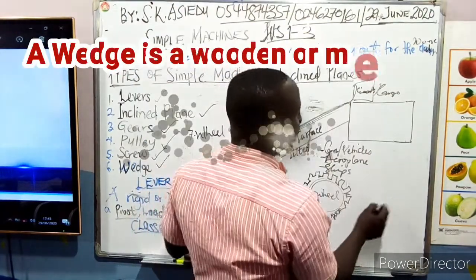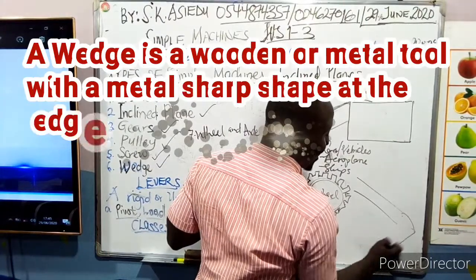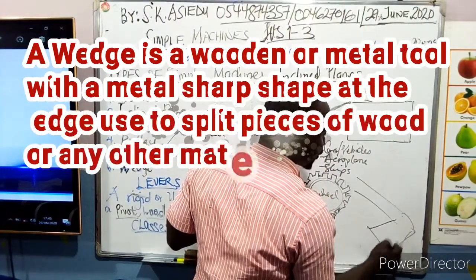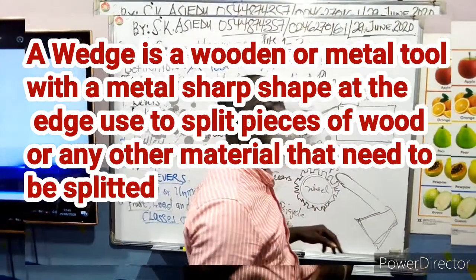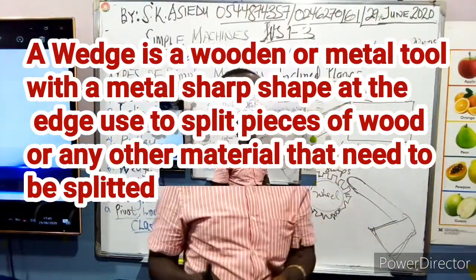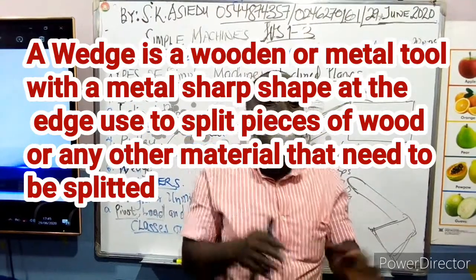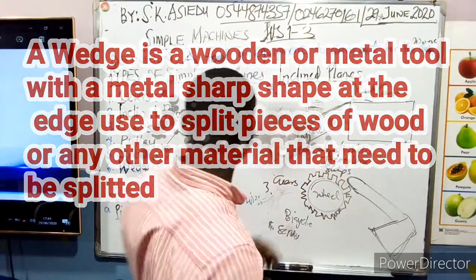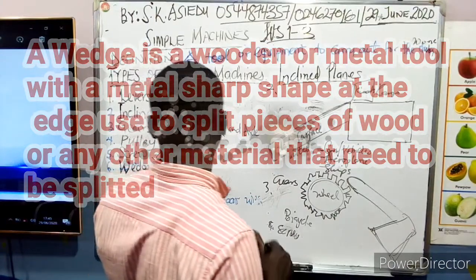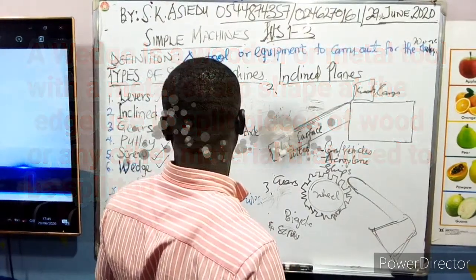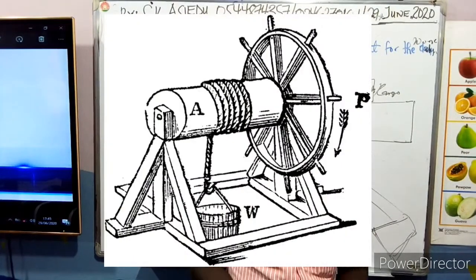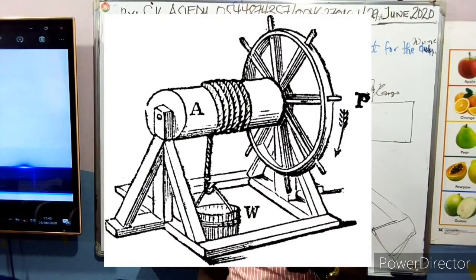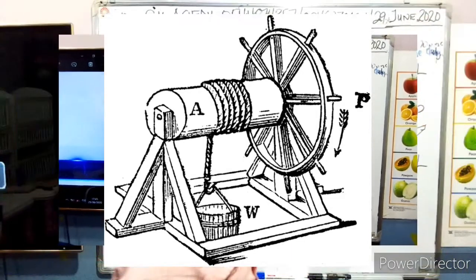A wedge is simply a wooden tool with a sharp metal at the edge, which is used to split wood or any other material that needs to be split. So a wedge is also an example of a simple machine. Aside from wedges, we have other types like the wheel and axle, which is the best tool to use whenever you want to draw water from a depth.